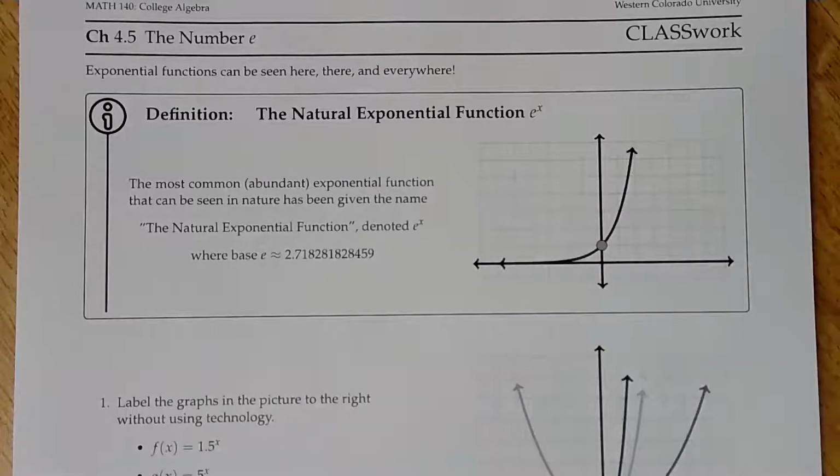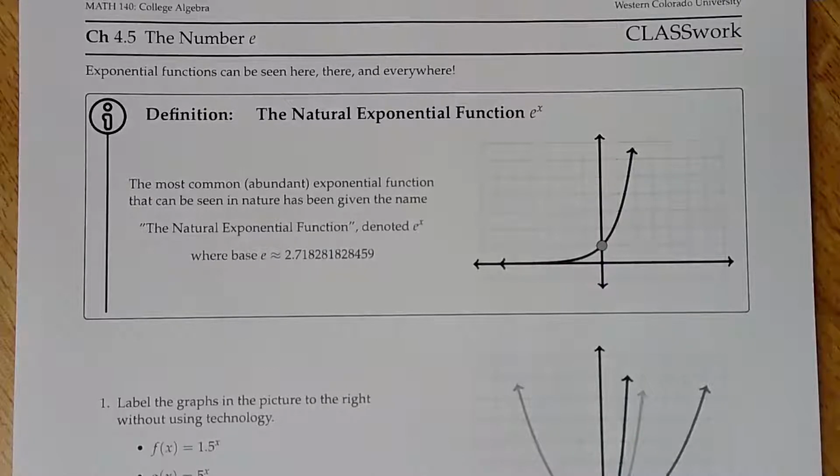Section 4.5 is called the number e. So the number e, or e to the x, is the natural exponential function, and it shows up everywhere. Some examples of this: if you are a biologist culturing microorganisms, those will increase at an exponential rate. Food spoilage, like the mold that grows on your bread.